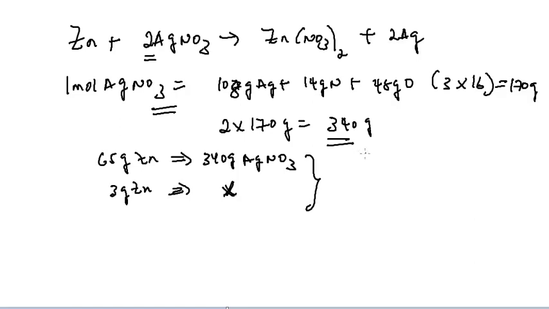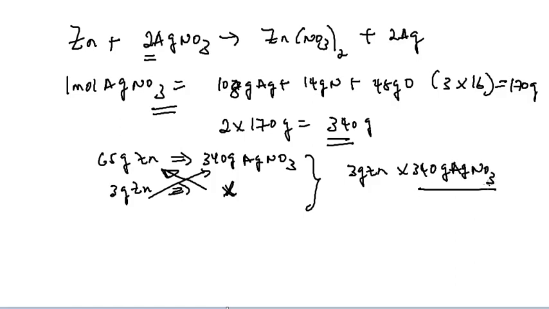So basically what we do, some people like a crisscross system. You multiply this by this and this by this. We can say that 3 grams of zinc times 340 grams of silver nitrate, divided by 65 grams of zinc. This is a conversion factor.